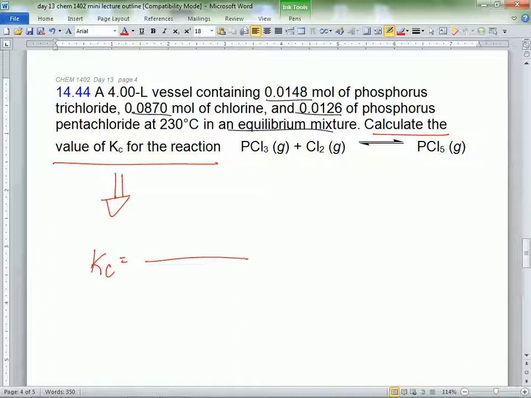Products over reactants raised to their stoichiometric powers, leaving out solids and liquids. So it gives us the moles and gives us the liters, so to get the concentration we have to divide it by the liters. You're going to have to find the concentration of every single one, doing what Crystal said. Divide the moles by the liters for each one of those 3. And then you'll have your answer.